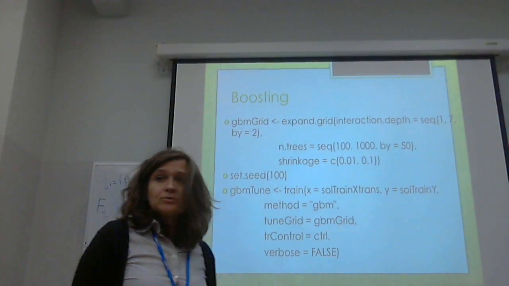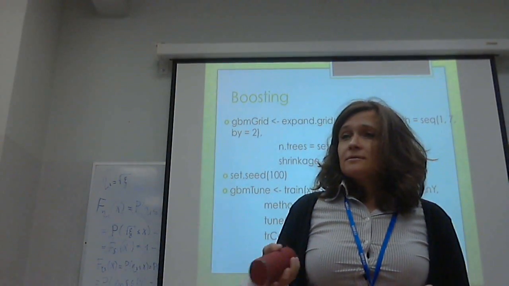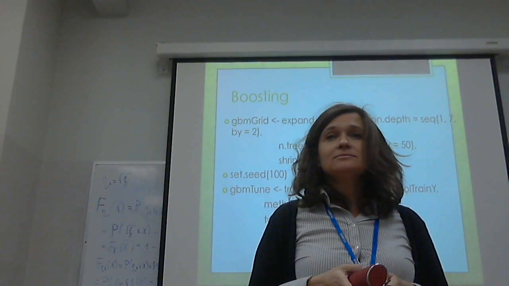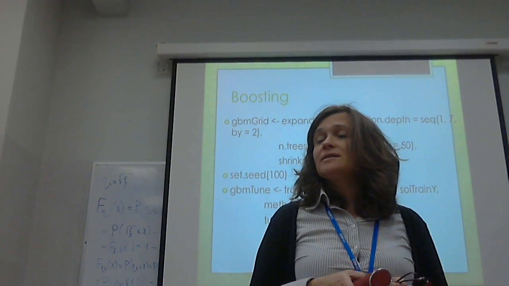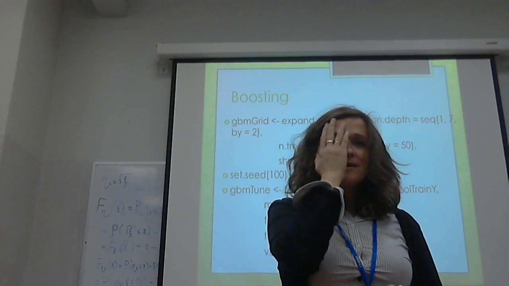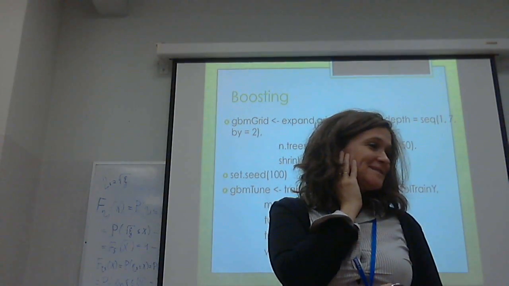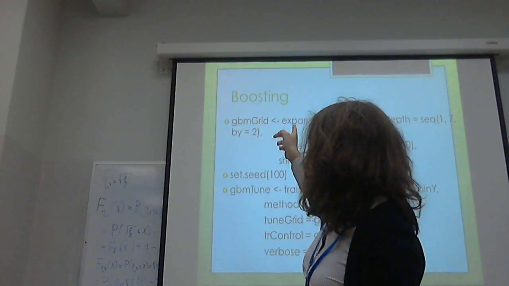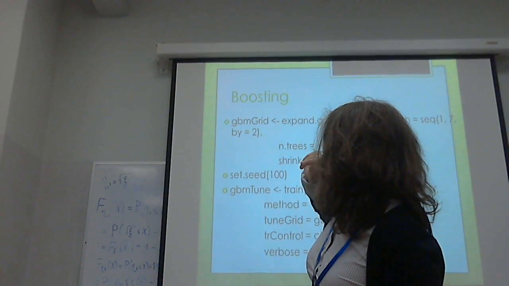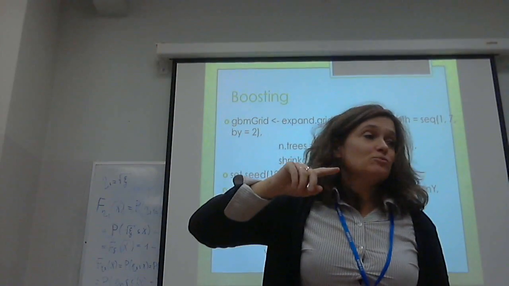Please raise your hands for the good results with the 7, 1, 2, 3, 4. Good meaning 90%. Who has bad results with the same parameters, I mean 7, right? Interaction depth 7, number of trees 200, shrinkage 0.1, right?